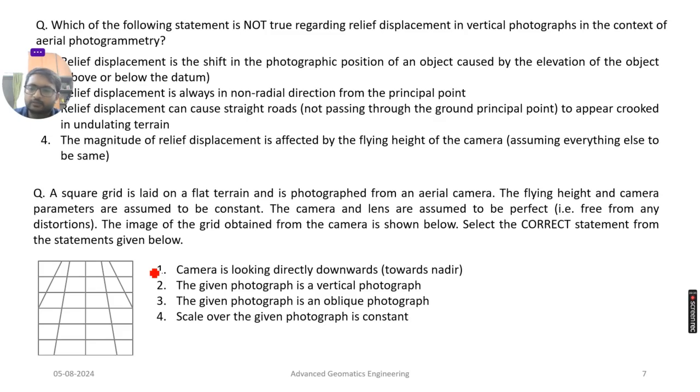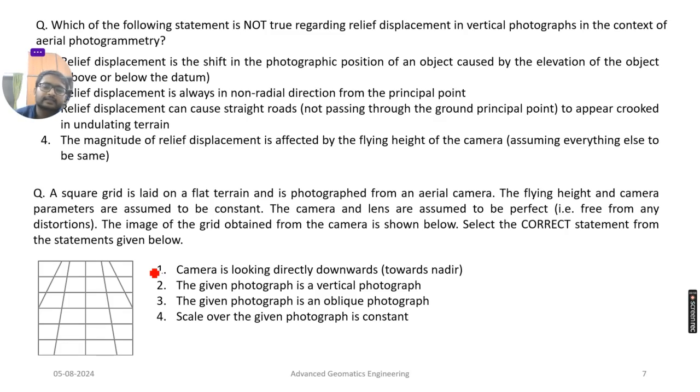What will be the direction of the camera, and so on? The options are: the camera is looking directly downward at 90°; the given photograph is a vertical photograph; the given photograph is an oblique photograph; or the scale over the given photograph is constant. The answer: the given photograph is an oblique photograph.